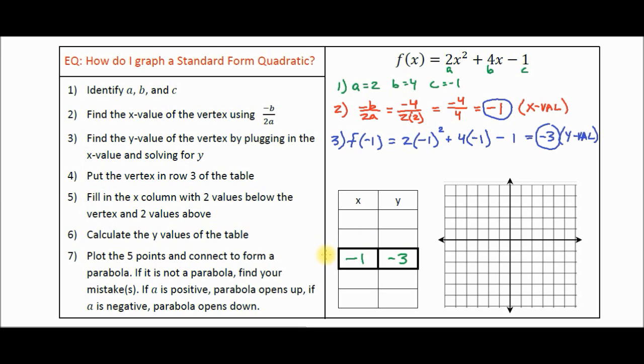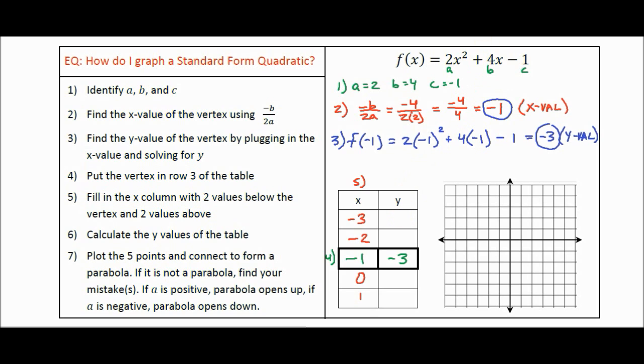Now, step 5 is actually pretty easy. Let me go ahead and write down here. This was step 4. Step 5 says, fill in the x column with 2 values below the vertex and 2 values above. So I'm going to go 2 values below, -2, -3, and I'm going to go 2 values above, 0 and 1. That's step number 5. I'll put 5 right here.